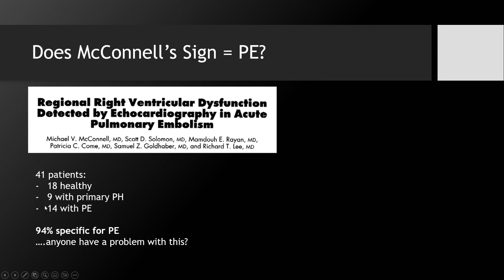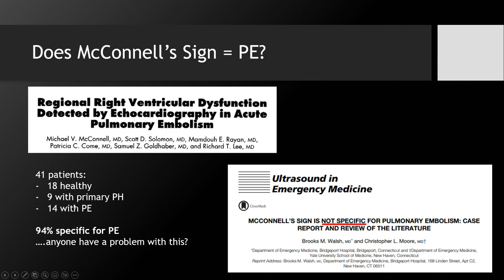The problem with this study is that they compared healthy patients, and you were comparing chronic RV dysfunction with acute RV dysfunction. But they didn't look at a group of acute RV dysfunction from a different etiology, like cor pulmonale, ARDS, pneumothorax, right? So people have criticized this idea and said that McConnell sign doesn't mean PE. McConnell sign is just something that happens in acute significant RV dysfunction. And until proven otherwise, this is true.